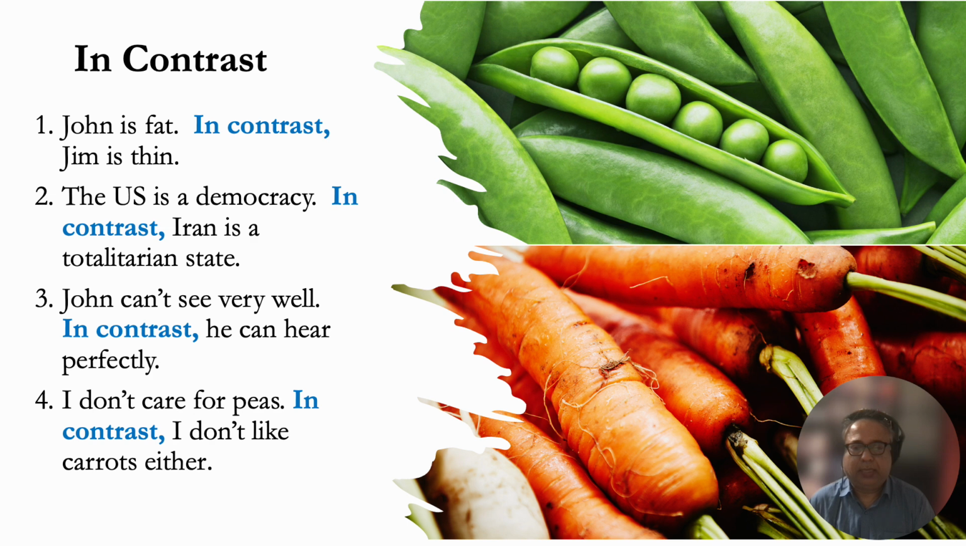Next up, in contrast. John is fat. In contrast, Jim is thin. So there are two people who are being compared. You could also say John is fat, but Jim is thin. But you could end a sentence with a period. John is fat, period. Next sentence, a contrastive discourse marker: In contrast, comma, Jim is thin. Right? I don't care for peas. In contrast, I don't like carrots either. So these are some examples of in contrast.